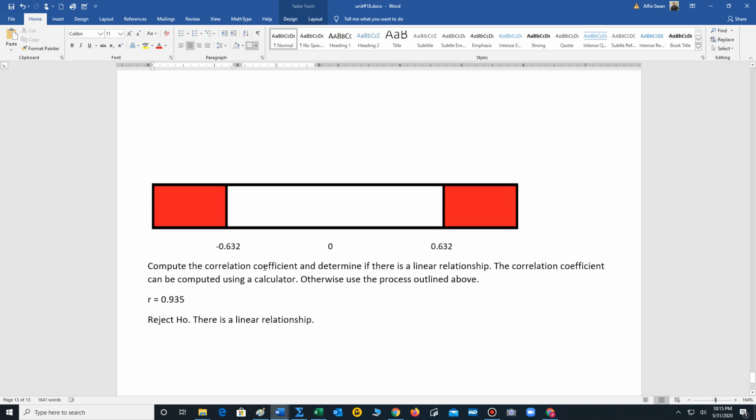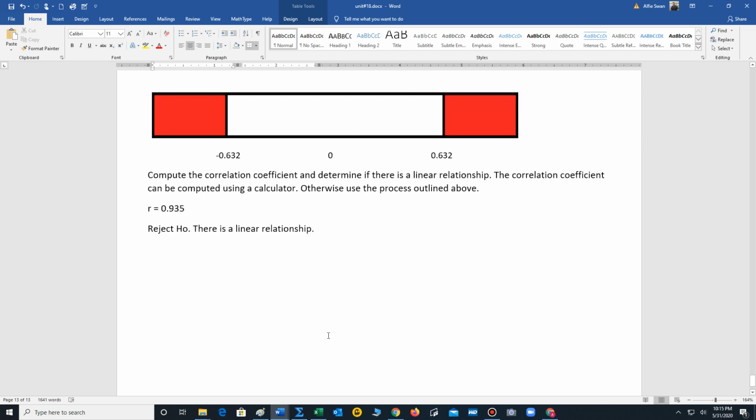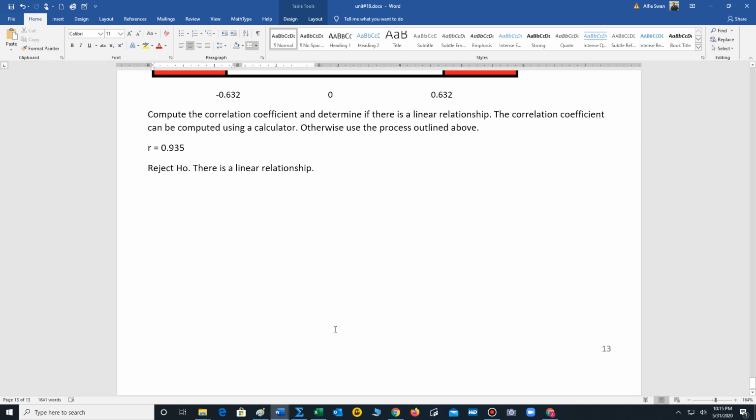Now we compute the correlation coefficient, and as I mentioned before, we type it into our calculator, and we end up with positive 0.935, which falls in the critical region. We reject H0. There is a linear relationship. And we are done with this unit.